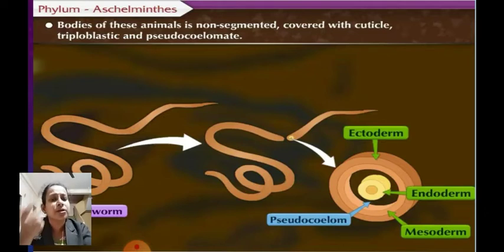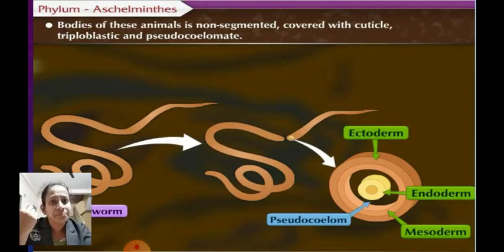So pseudo means false body cavity. So, a little higher evolution again. Platyhelminthes were acoelomates. Now, Aschelminthes are pseudocoelomates. Other characters are similar. Fine, they are triploblastic. That means there are 3 layers. Okay. Again, they are bilaterally symmetrical.